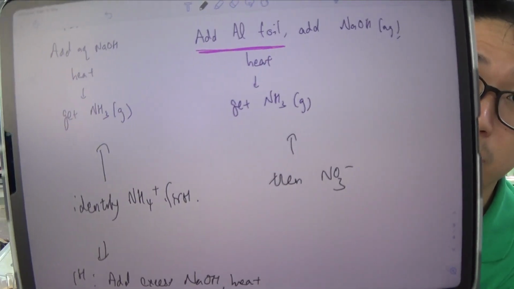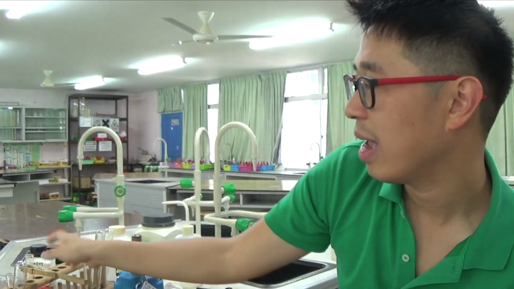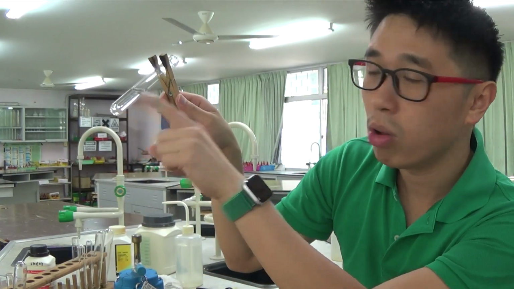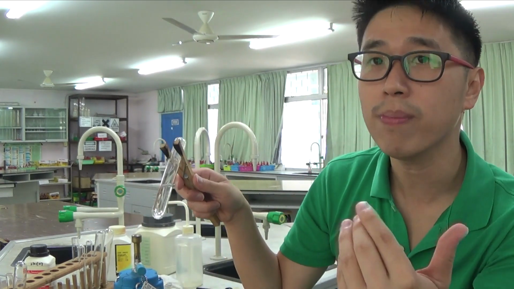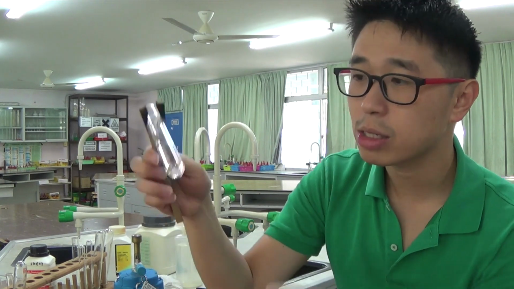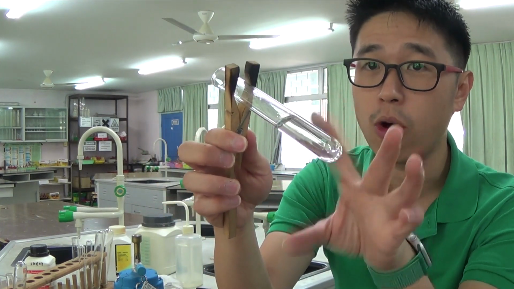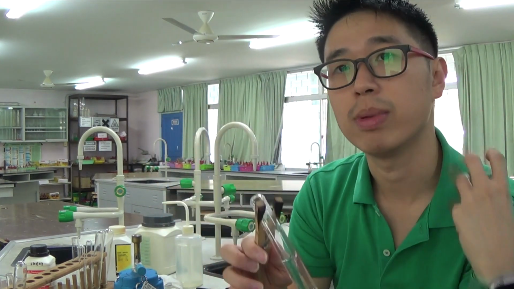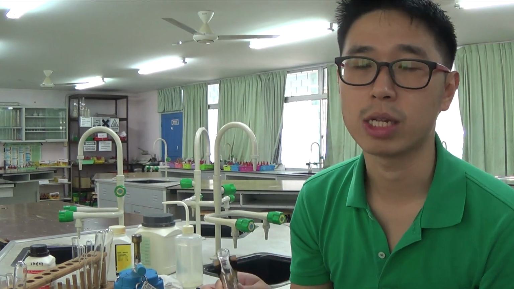Okay, now how can we ensure that when we add aluminium foil to it, all of the ammonia comes from the nitrate, not from the ammonium? So I must make sure that I remove all the ammonia that comes from the ammonium before I do the test for nitrate. How can I ensure that?